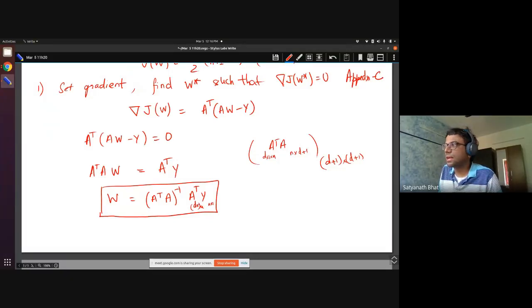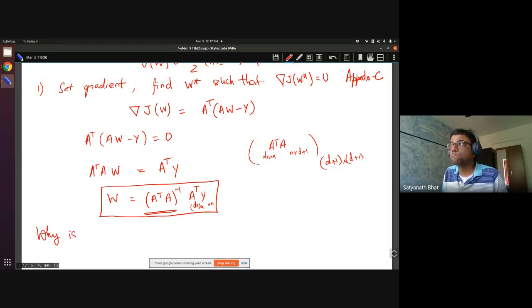Okay, so when I take this, it will be a vector in d plus 1 cross 1. So you can take its inverse, provided the inverse exists for A transpose A inverse. So the next thing is, why is A transpose A invertible? That we will see. But if it is invertible, we can now use this analytical closed form to solve for W.